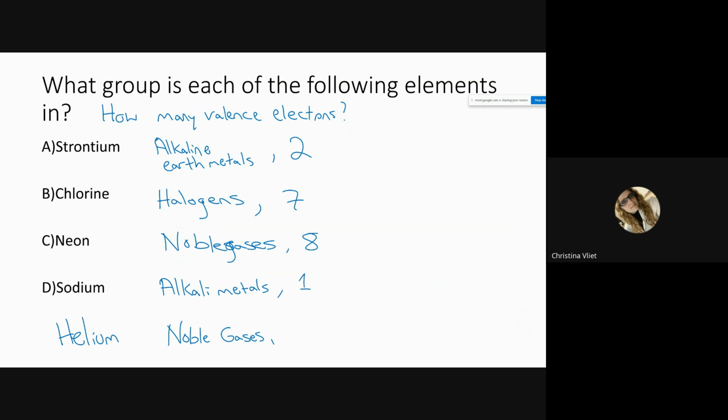So helium, you want to write that down. It only has 2 electrons. Because it only has 2 electrons, it cannot have 8 valence electrons. It is 1s2. Maxes out at 2. Energy level 1 maxes out at 2. So that's a trick question I could give you.